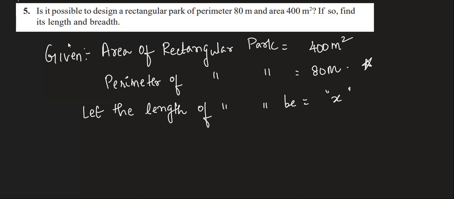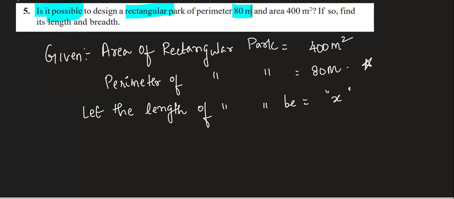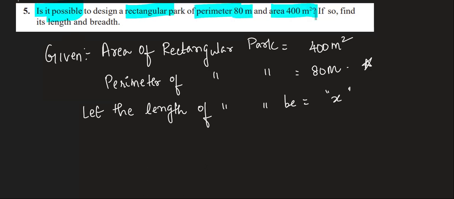So in today's class, let's see how to solve question 5 of NCERT book class 10, chapter number 4, Quadratic Equations, exercise 4.3. So the question is: is it possible to design a rectangular park of perimeter 80 and area 400 meters square? If so, find the length and breadth of the park.